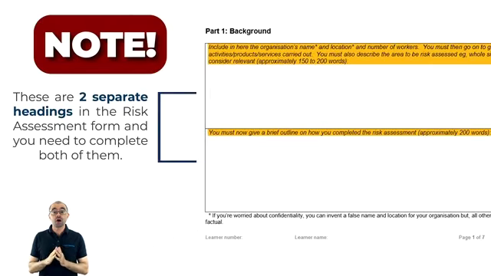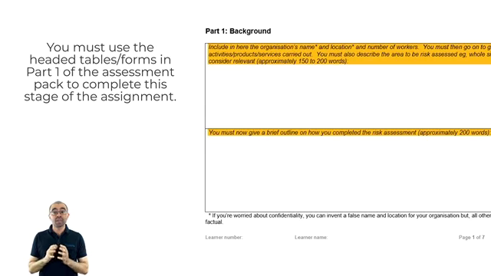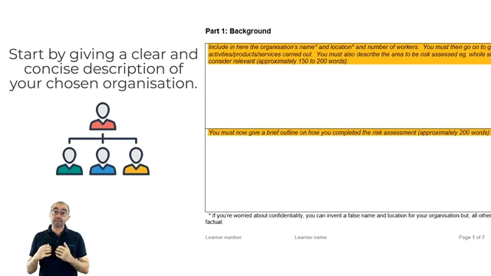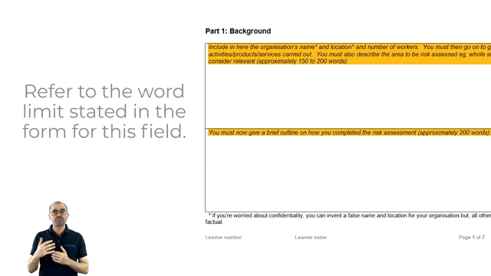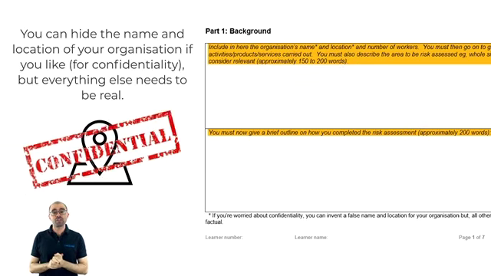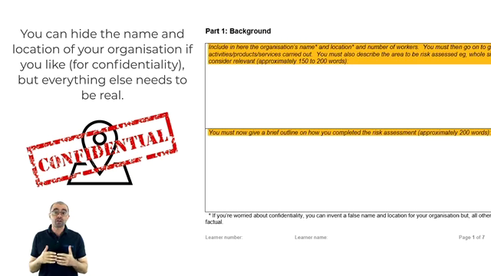Please note that these are 2 separate headings in the risk assessment form and you need to complete both of them. You must use the headed table or form in part 1 of the assessment pack to complete this stage of the assignment. Start by giving a clear and concise description of your chosen organization. Refer to the word limit stated in the form for this field. You can hide the name and location of your organization if you like for confidentiality, but everything else needs to be real.